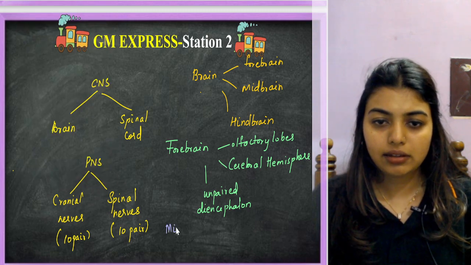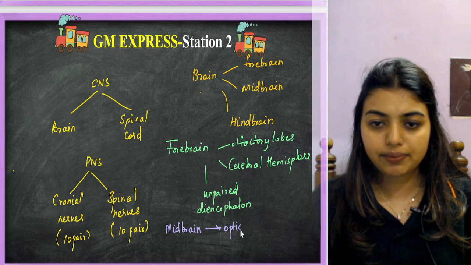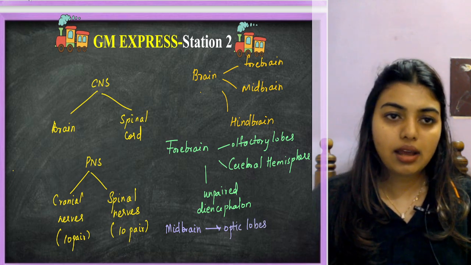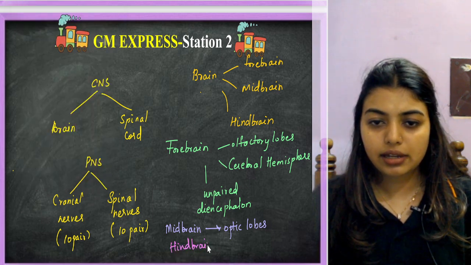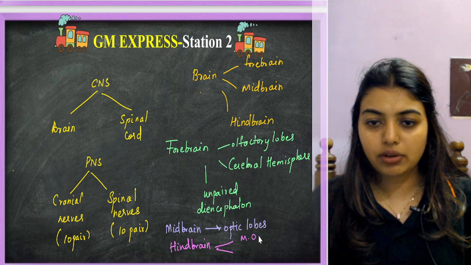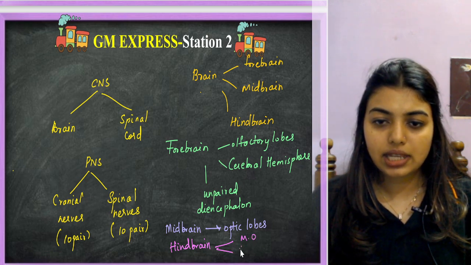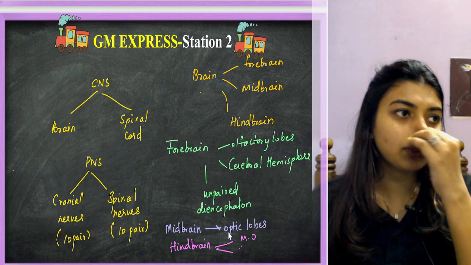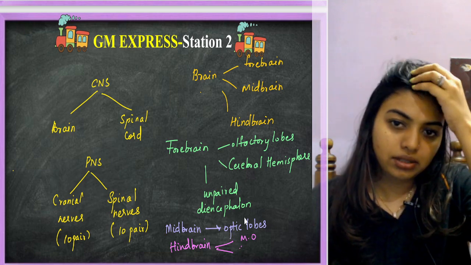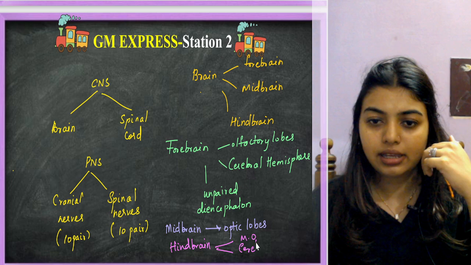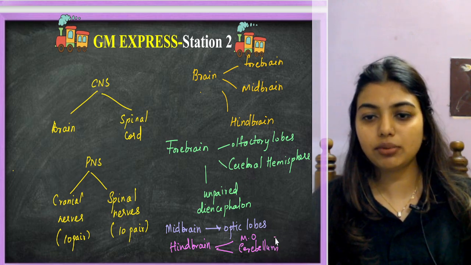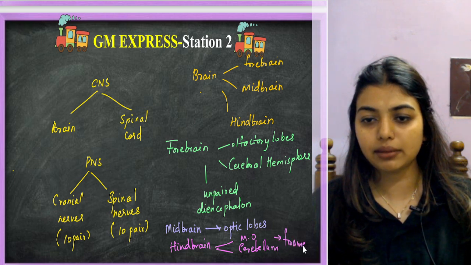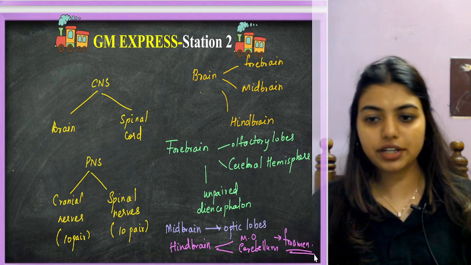Then we have midbrain. Midbrain had optic lobes. Last we have the hindbrain, which had cerebellum and medulla oblongata. Then you have to tell that this opens into the foramen magnum. Got it? Clear?